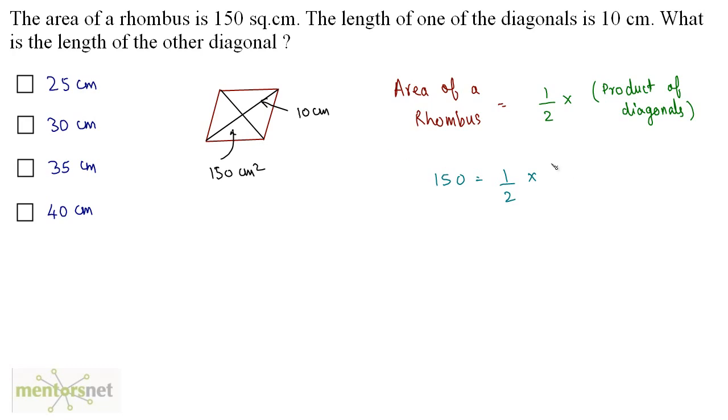So we have been given the area, so 150 is equal to half into the product of the diagonals. So one diagonal is 10 centimeter, so 10 into, let the other diagonal be D2. Now we have been asked the length of the other diagonal, that's D2. So 2 times 5 is 10, so D2 is equal to 150 by 5, and that is equal to 30 centimeter. So option B is the correct answer.